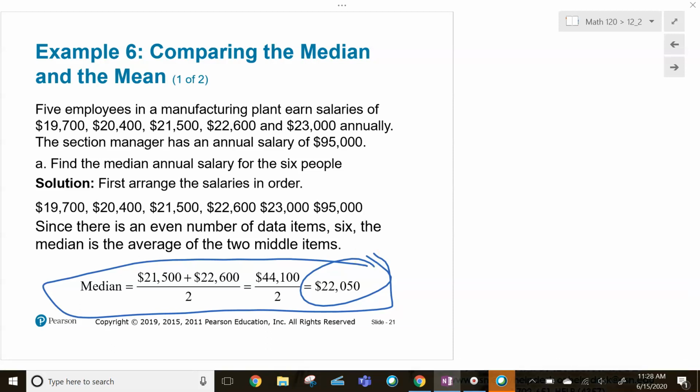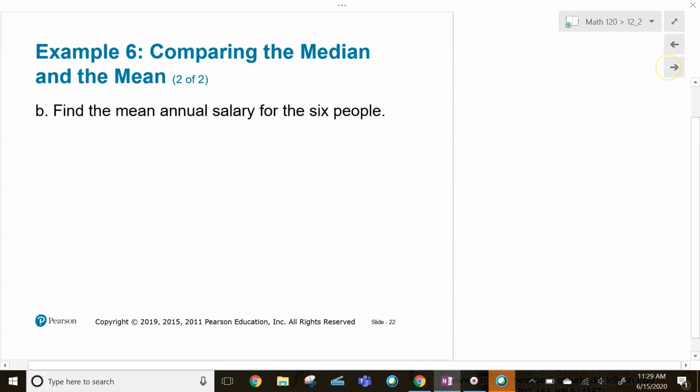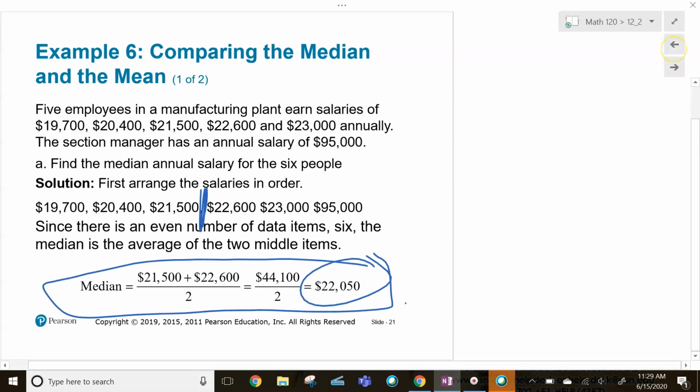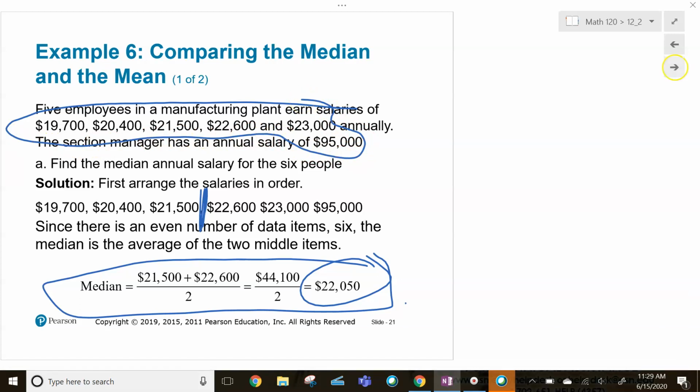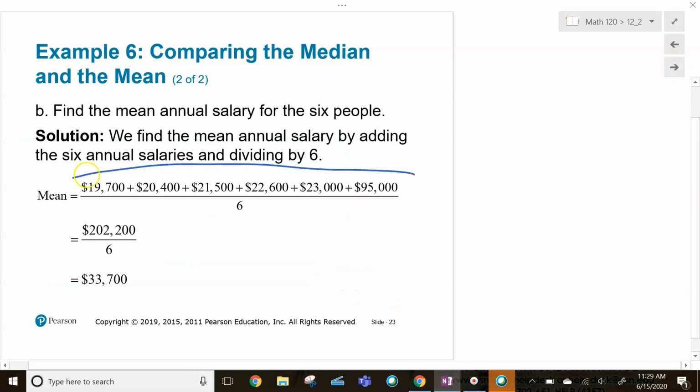Now, what if we were finding the mean, right? The median is the middle, so the middle's right between the third and fourth in this case, because there's an even amount. What's the mean? Well, this time we're going to add them all up, right? We're going to take 19,700 plus, add all these up, then the 95,000, and then divide them by how many salaries are there? There's 6, right? Add up all the numbers, divide by 6 numbers, you get 33,700.